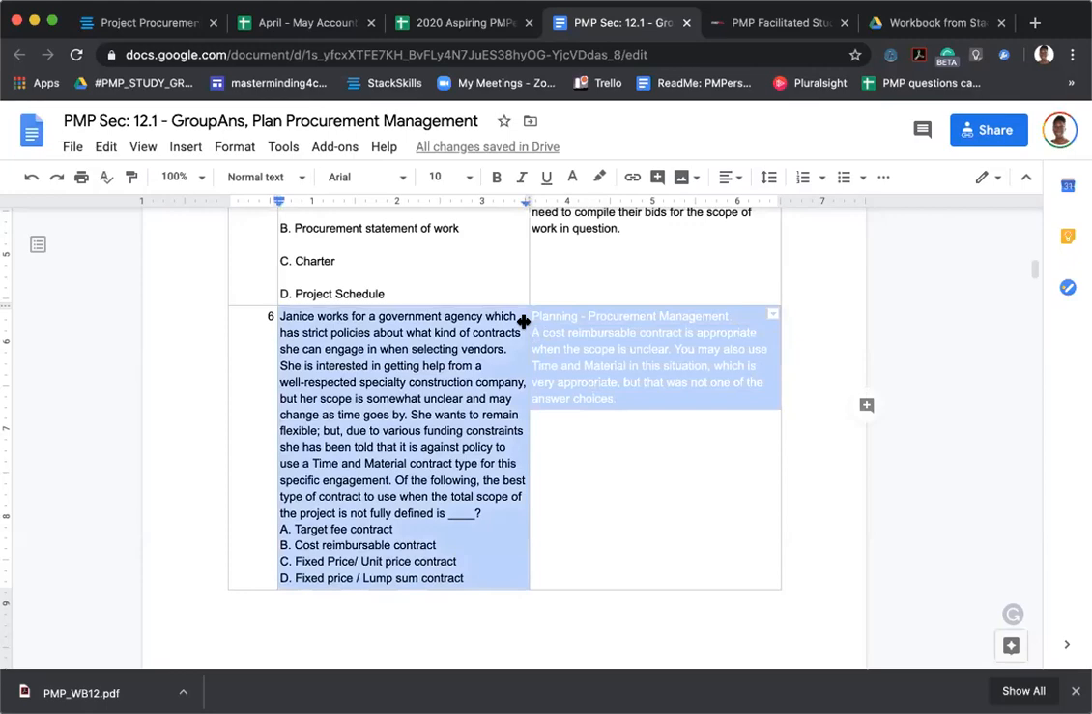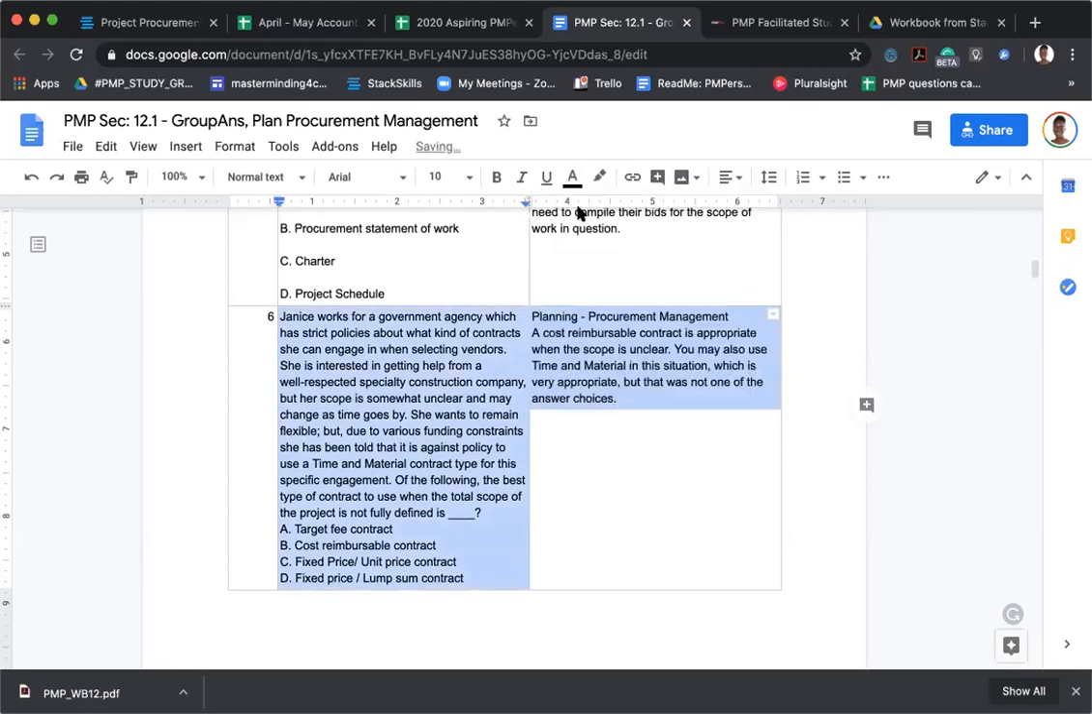Oh, okay, what is it? Yeah, cost reimbursable. Is it B? Yeah. I just thought of it that way because the total scope is not fully defined. Because time and materials, I think of contractors, like we always have contractors. So time and materials is for contractors.